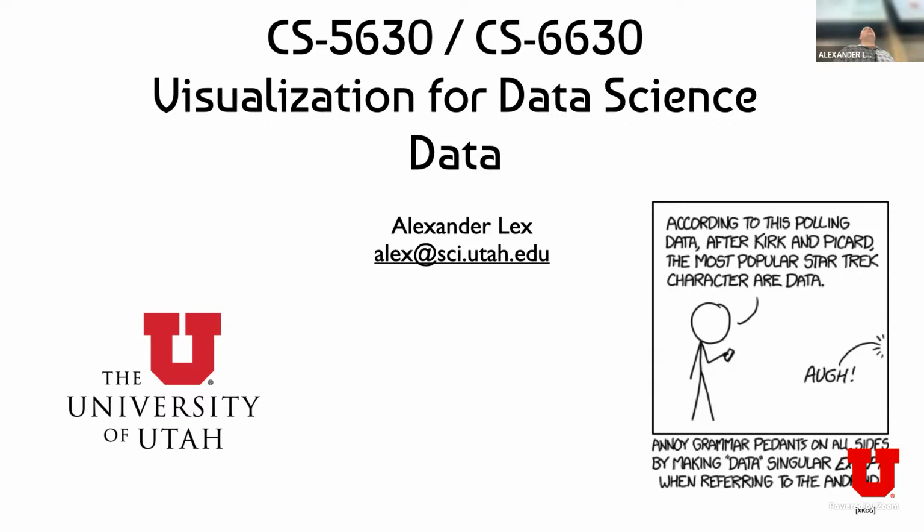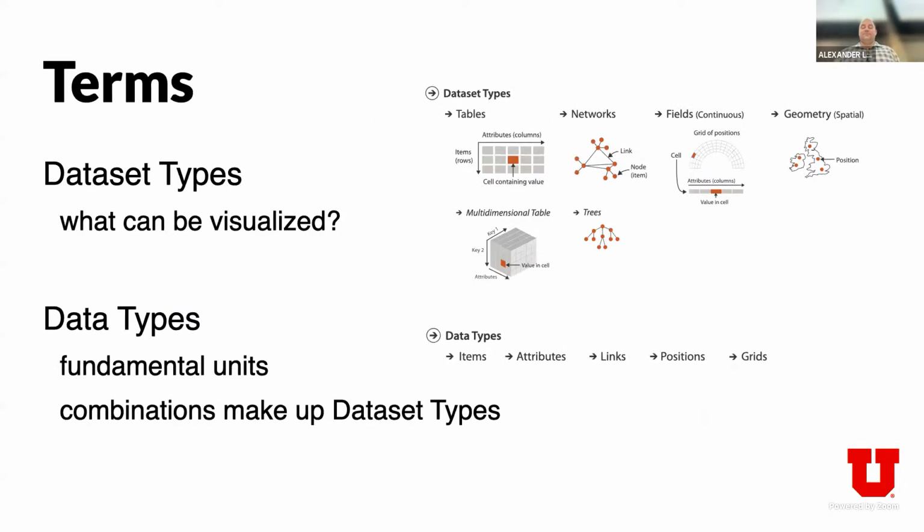So it's really critical for everybody here to understand what is going on, what the data type is, and then eventually what kinds of visualization I can choose for that. I'll be using two different terms today, distinguishing between data set types and data types. Data set types are things like tables, networks, fields, or geometry.